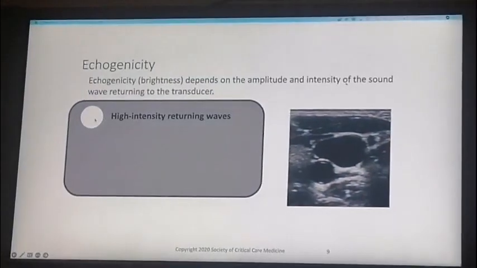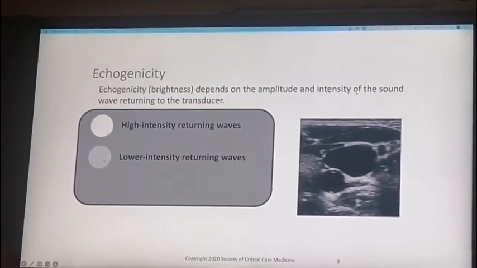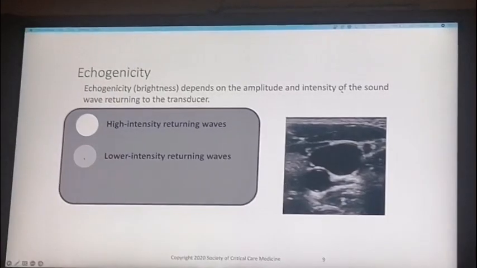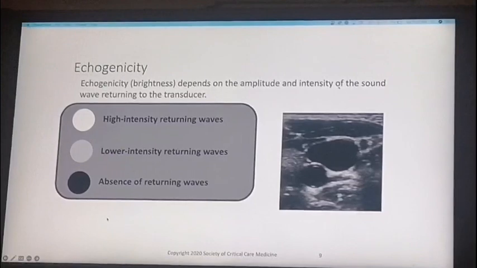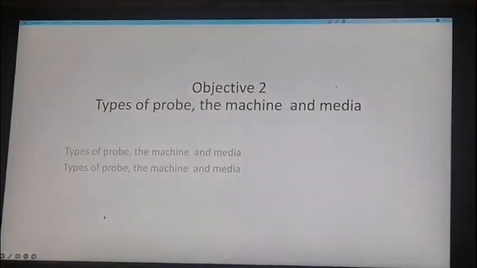If too many echoes are reflected back, then we see bright. If there are fewer echoes, it will be gray. If no echo is reflected at all, it will be black. So high intensity returning waves are bright, white. Low intensity returning waves are gray. Absence of returning waves will be black. We need to understand more how this happens.